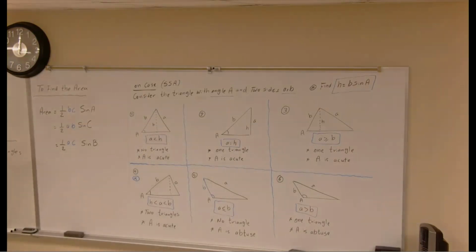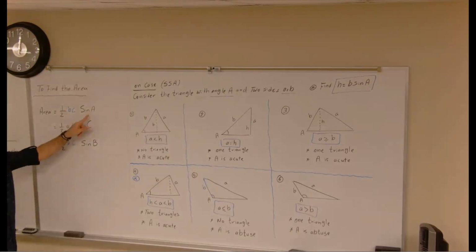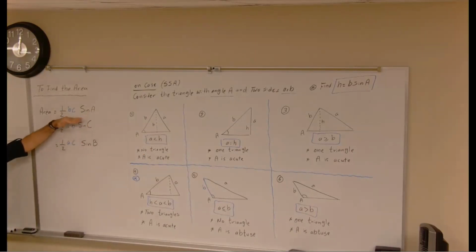And again, if they ask you to find the area, it depends on what you have. If you have the angle A, the angle B, or the angle C, and two of these sides, you can use this formula to find the area. Let's check that with an example.